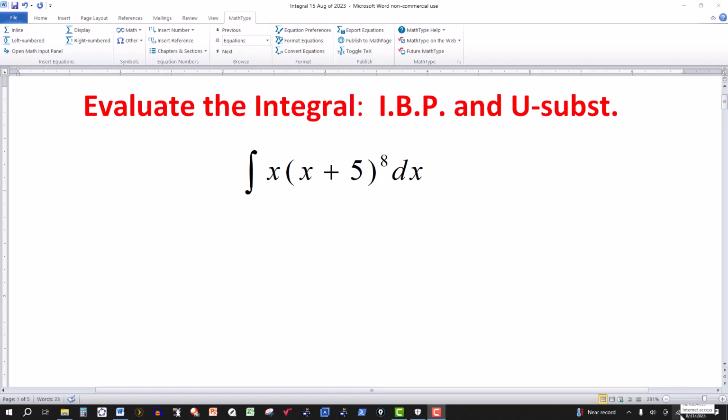In this video, we want to evaluate the integral of x times (x plus 5) to the 8th. I'm going to do it using integration by parts and also a u-substitution. Now you could also expand (x plus 5) to the 8th and then multiply by x and do it term by term, but that gets kind of tedious.